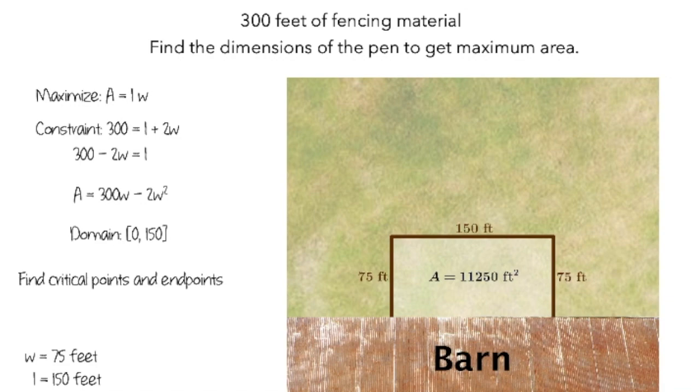So, our general strategy was to make an algebraic model for the quantity that we wanted to maximize. Then, we wrote an expression for the constraint and used this to write one variable in terms of the other. This let us rewrite our model in terms of a single variable. We identified the domain and found the critical points and endpoints. We computed the area for each of these values of W to find the value that produced the largest area.